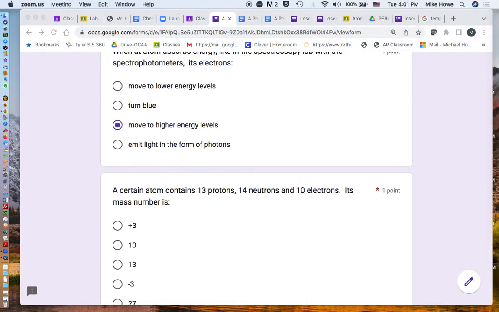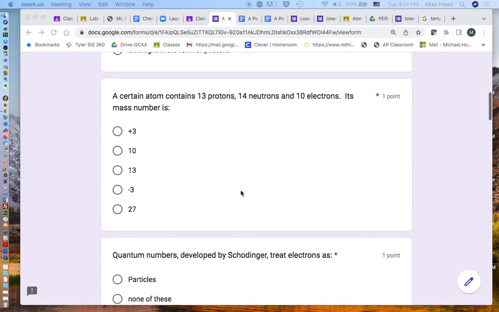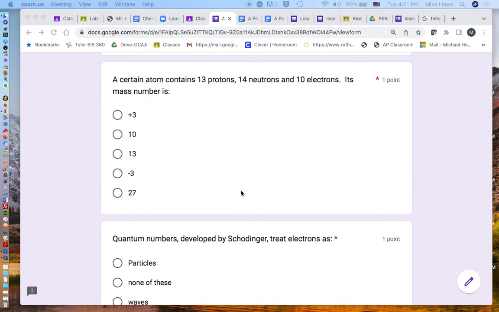Question number 3. 13, 14, and 10. Protons and neutrons make mass, so it's 13 plus 14, so it'll be 27. So you need to be sure you know that protons and neutrons together make the mass.